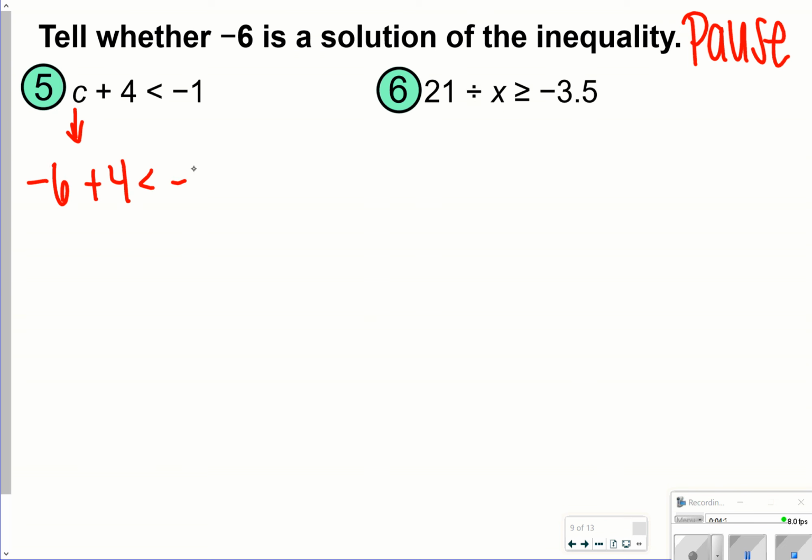So for number 5, if I plug in negative 6, I have negative 6 plus 4 is less than negative 1. I know negative 6 plus 4 is negative 2, so I'm basically trying to determine, is negative 2 less than negative 1? And that is a solution.